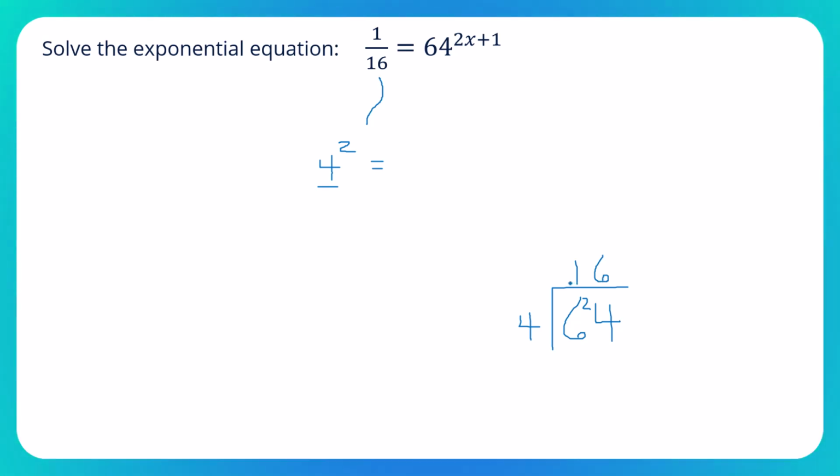6 times. All right, keep dividing. 4 goes into 16 4 times. So yes, 64 is 4 to the 3rd. Okay, now this is 4 to the 3rd to the 2x plus 1.